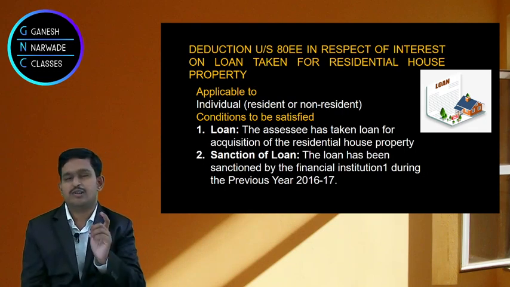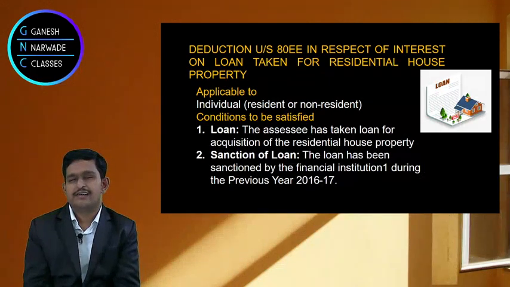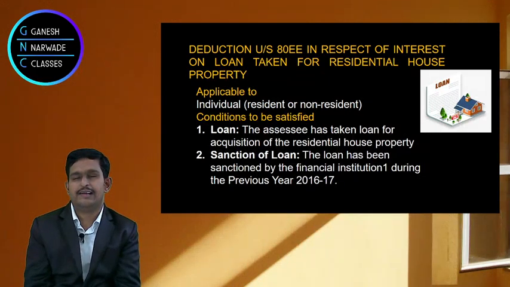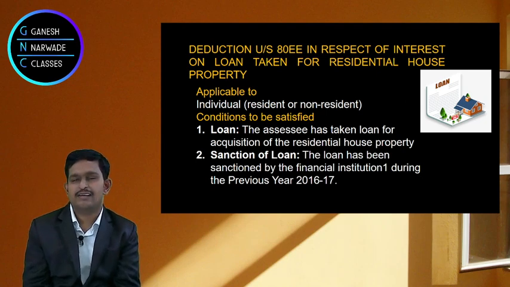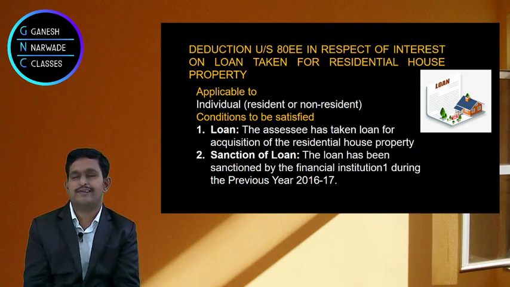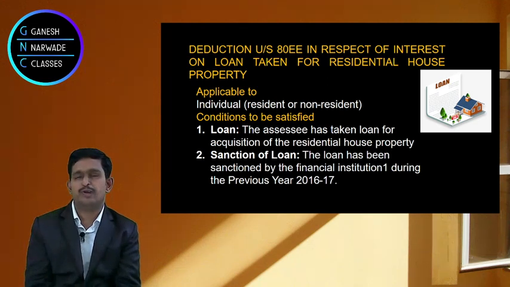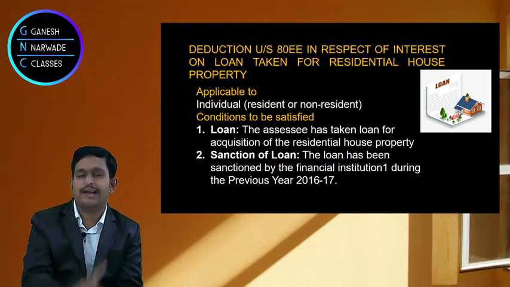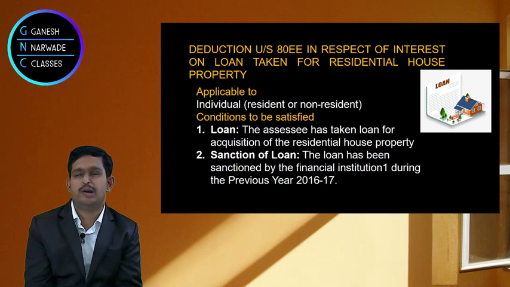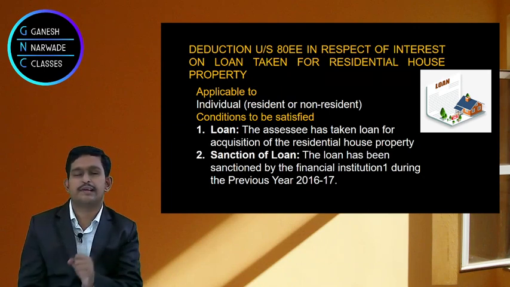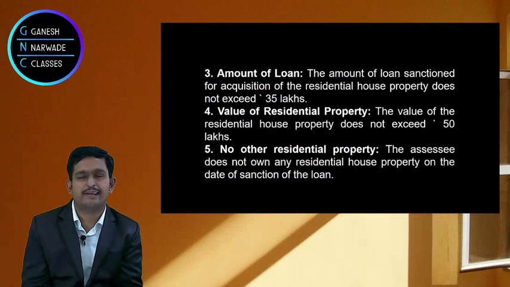Moreover, I forgot to tell, I will share this point. This loan should be taken in the previous year 16-17. That means what? In the previous year 16-17 means what? Sir, from 1st April 2016 to 31st March 2017. If you have taken the loan during this period, then only you will get the deduction under 80EE. Come on, try to remember. Yes, sir. So what should be the loan amount? Not more than 35 lakhs. What is the cost of the residential building?